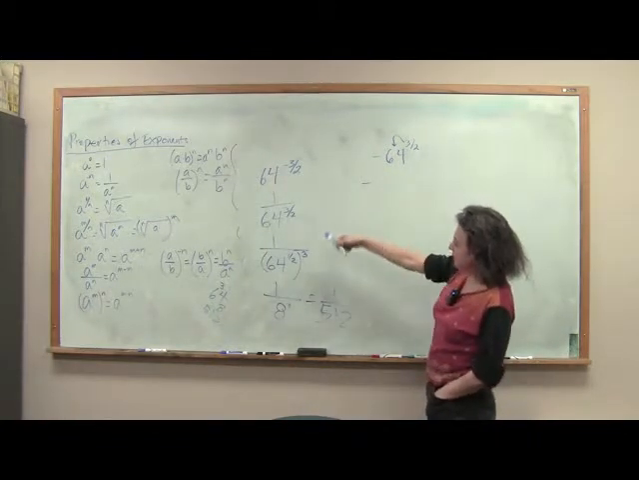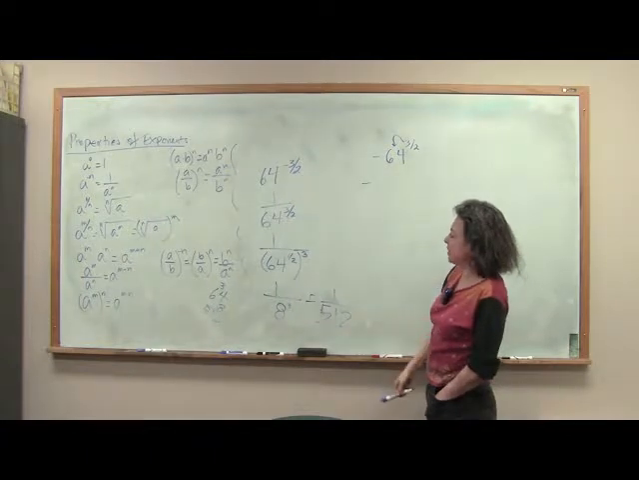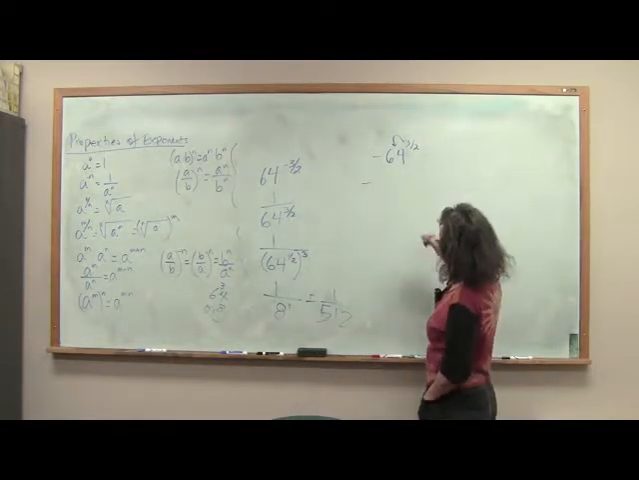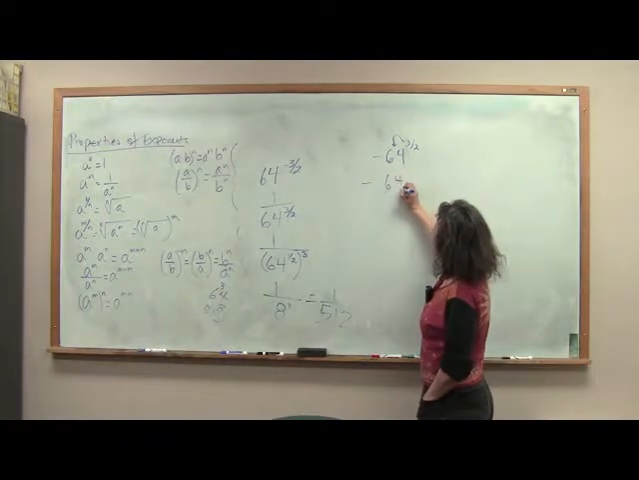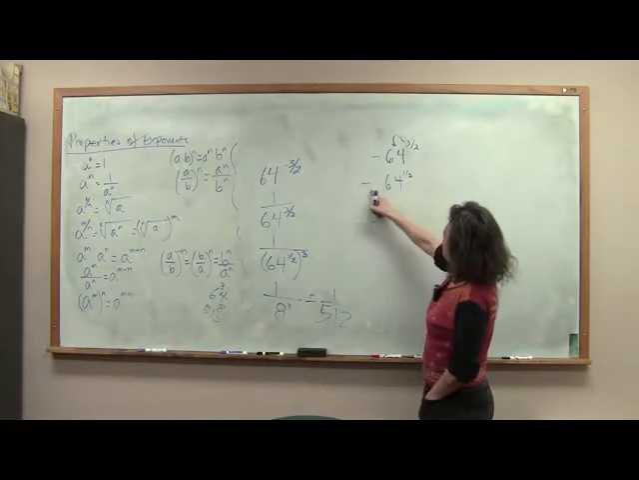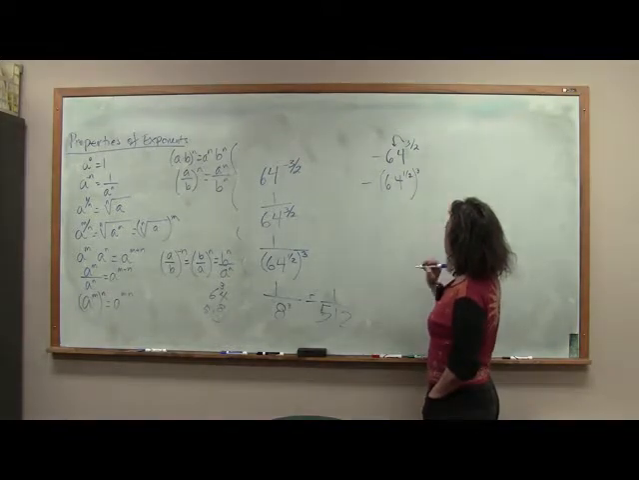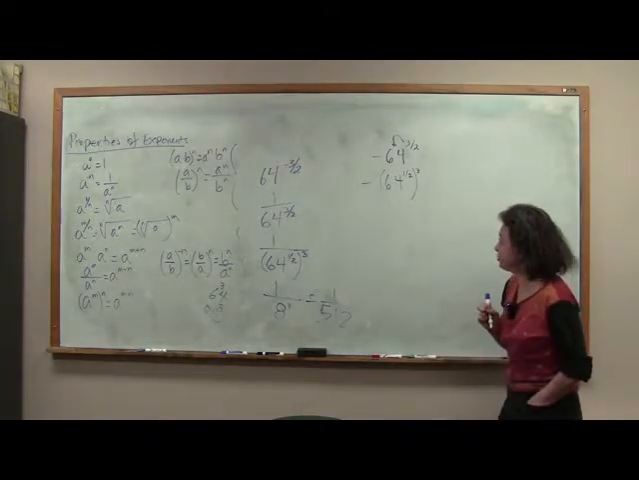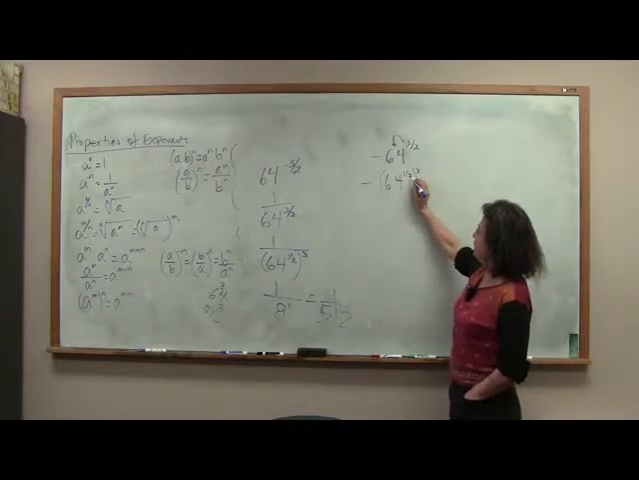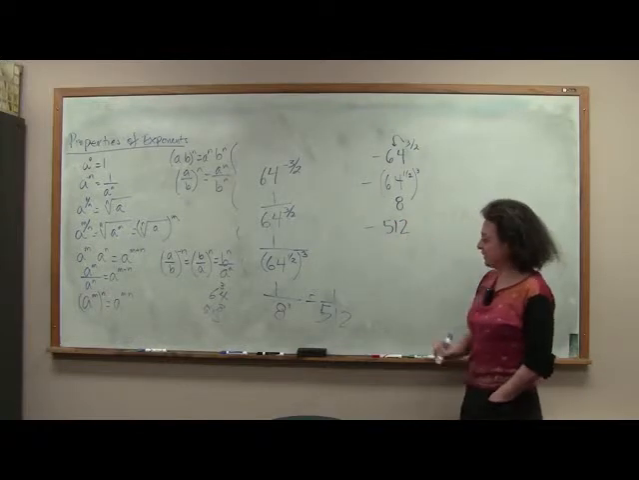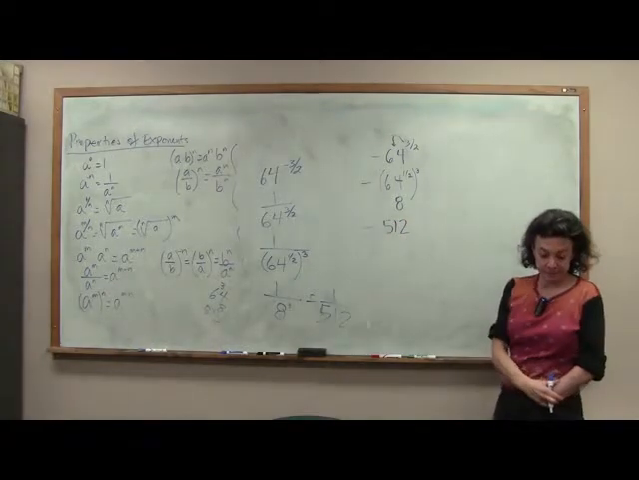So, yes, we already evaluated what 64 to the 3/2 power is, but let us assume that we've never seen something like this before. The way we would write it is the negative hanging out in front, we would put 64 to the 1/2 power and then cubed. Again, the square root of 64 is 8, and 8 cubed is 512.